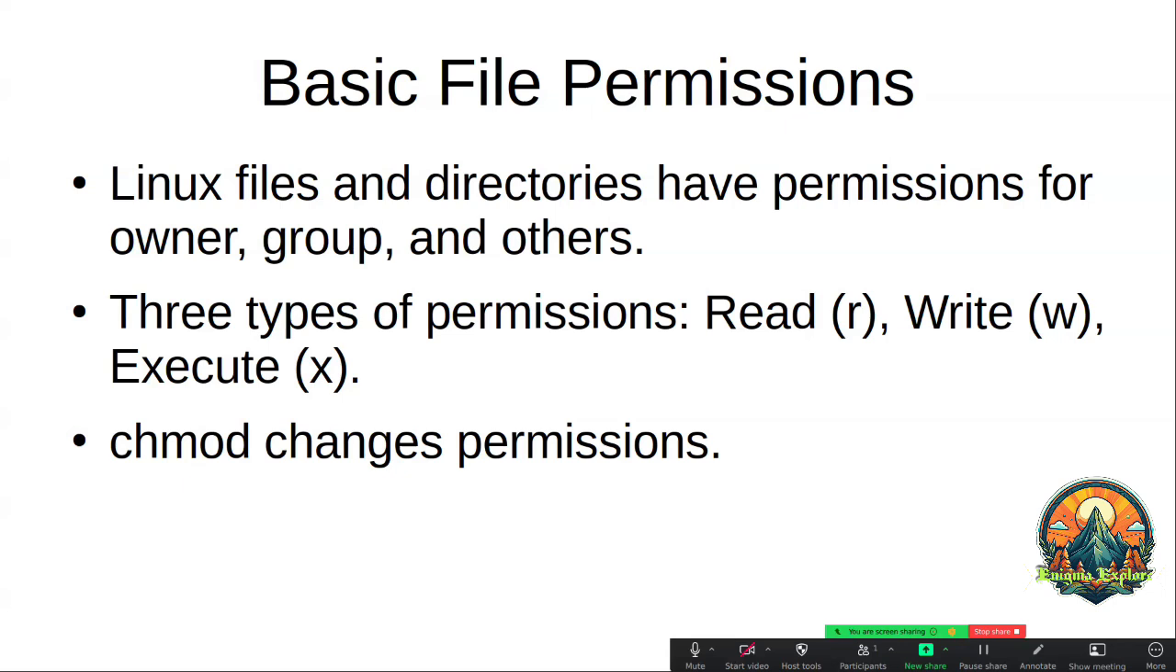Each of these categories has three types of permissions: read, write, and execute, RWX respectively. Read allows you to open and view the contents of a file or list the content of a directory. Write lets you modify the contents of a file or add and delete files within a directory. Execute allows you to run a file if it is a program or script, or enter a directory using the cd command. These permissions are essential for keeping your system secure, as they let you control who can access, modify, or run important files.